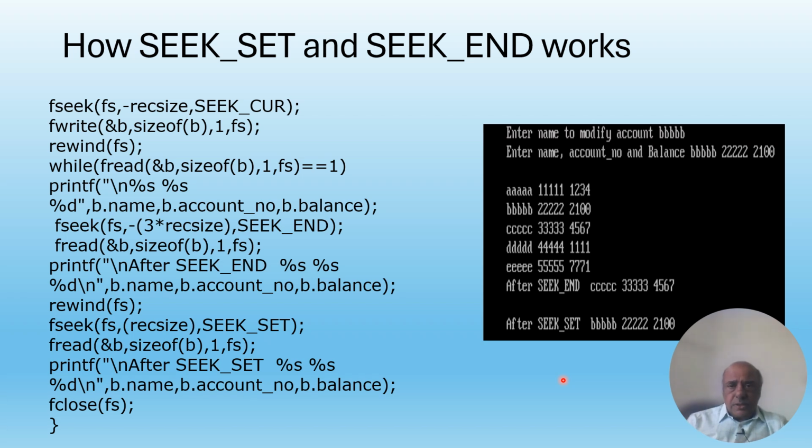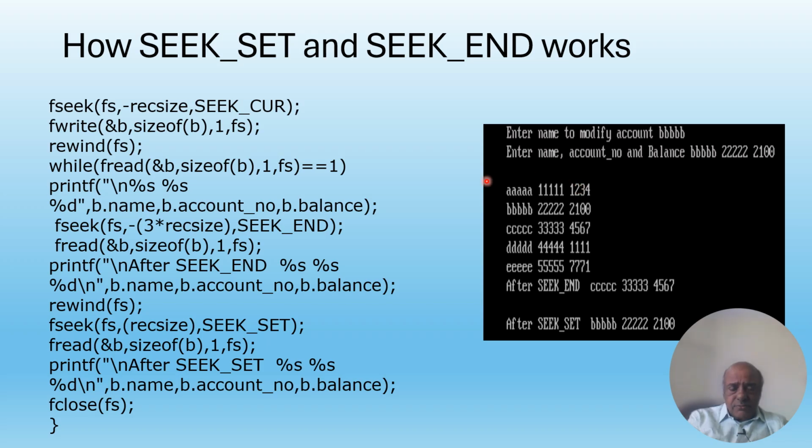So this is the output we got after executing this program. Enter name to modify the account. We have given BB as the name. Now we want to modify this record, so the program asks us what modified data we have to use for modifying the record. We use the same name, same account number, and only the balance we change from earlier 21,000 to 2100.